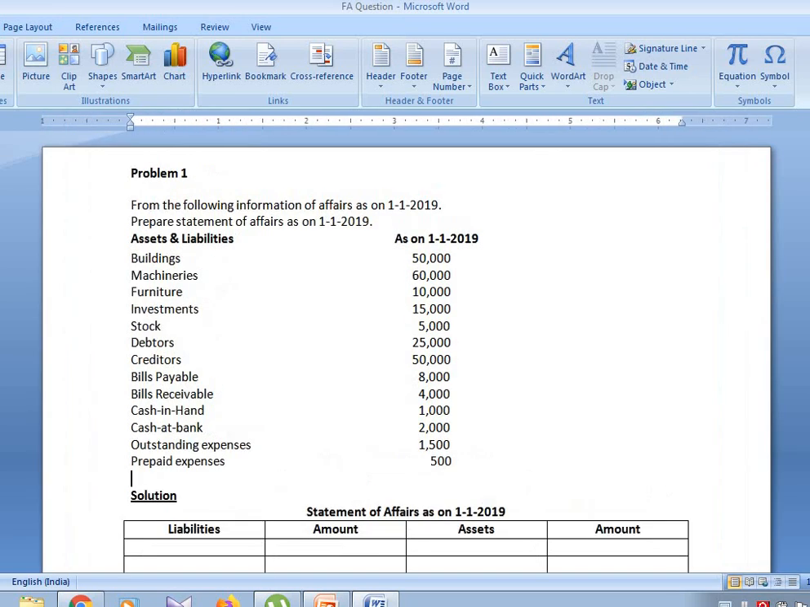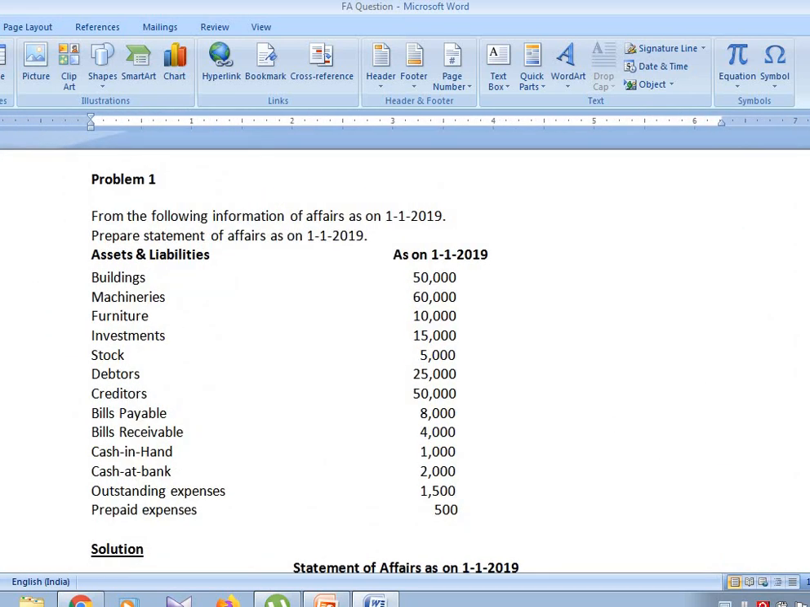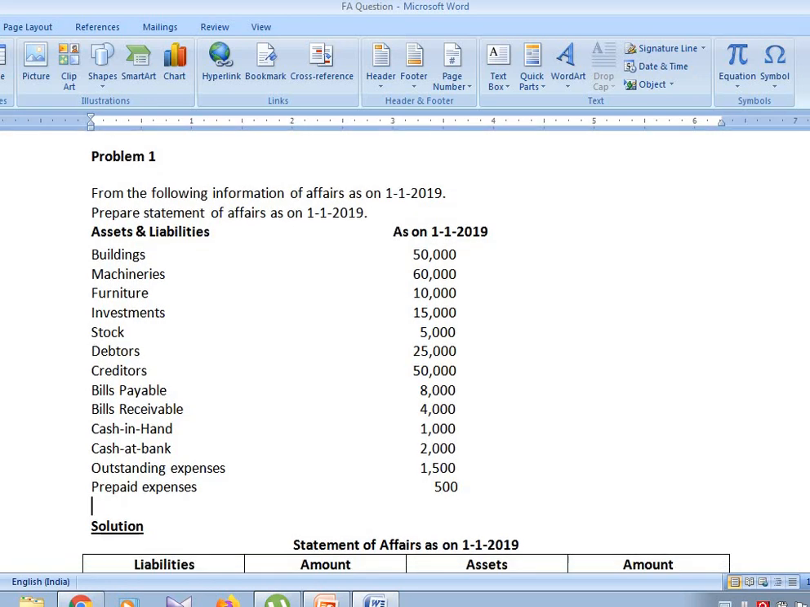I hope it is visible to you all. So this is the question. So what does the problem say? From the following information of affairs as on 1/1/2019, prepare statement of affairs as on 1/1/2019. So we need to prepare statement of affairs as on 1/1/2019.